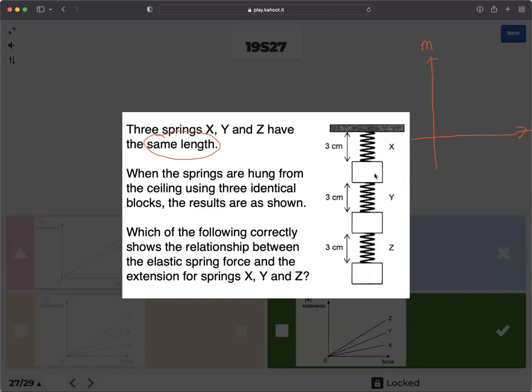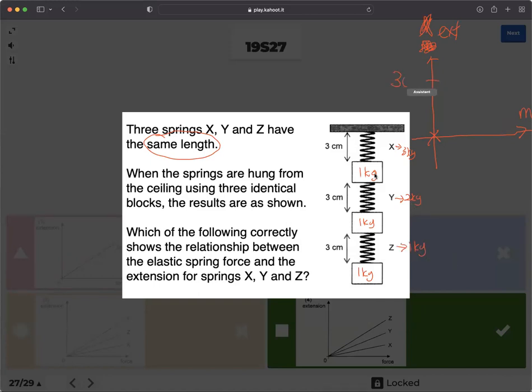Okay, don't talk about length, we talk about extension. So they all start at 0 extension. Is that clear? They all start at 0 extension. Let's say for example, this is 1 kg, this is 1 kg and this is 1 kg. So X needs to hold 3 kg of mass, Y needs to hold 2 kg of mass, and Z only needs to hold 1 kg of mass.